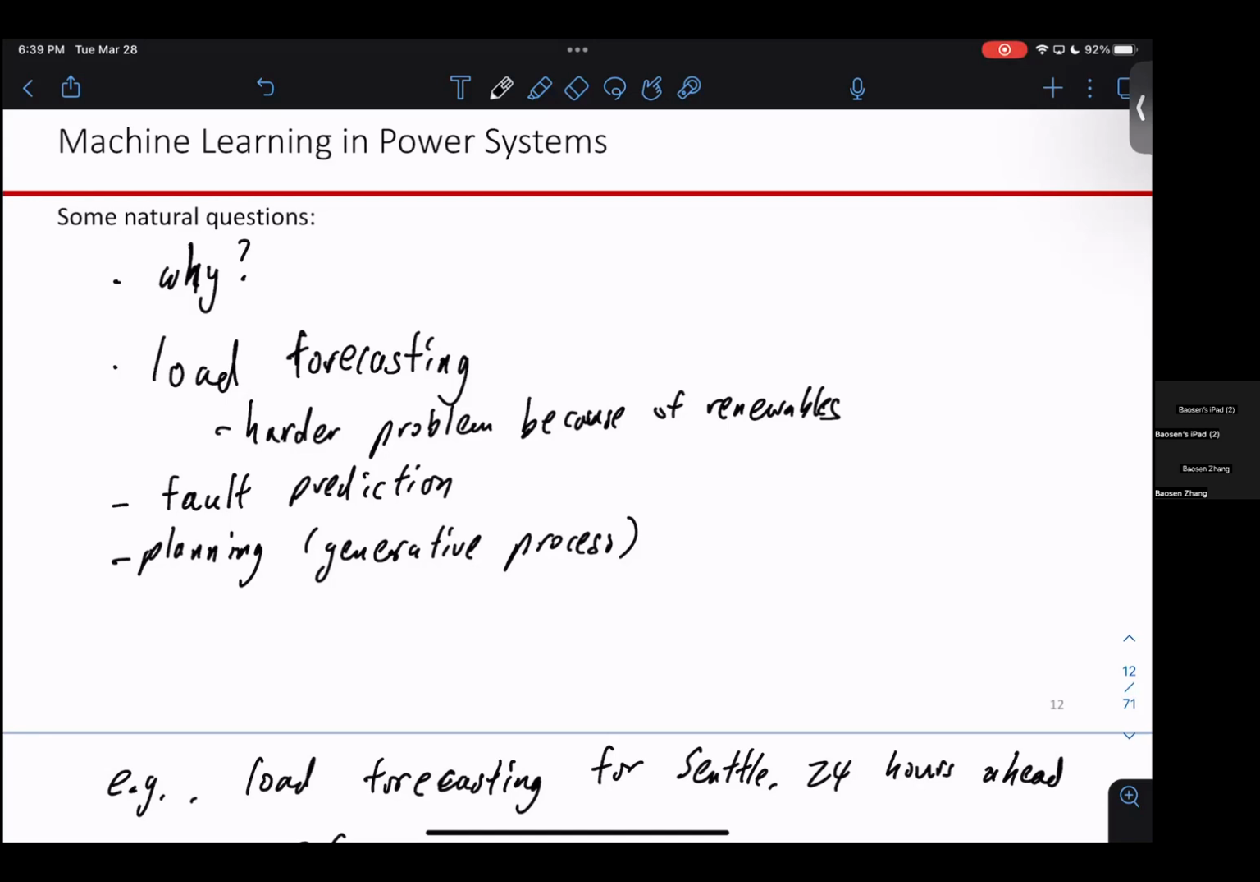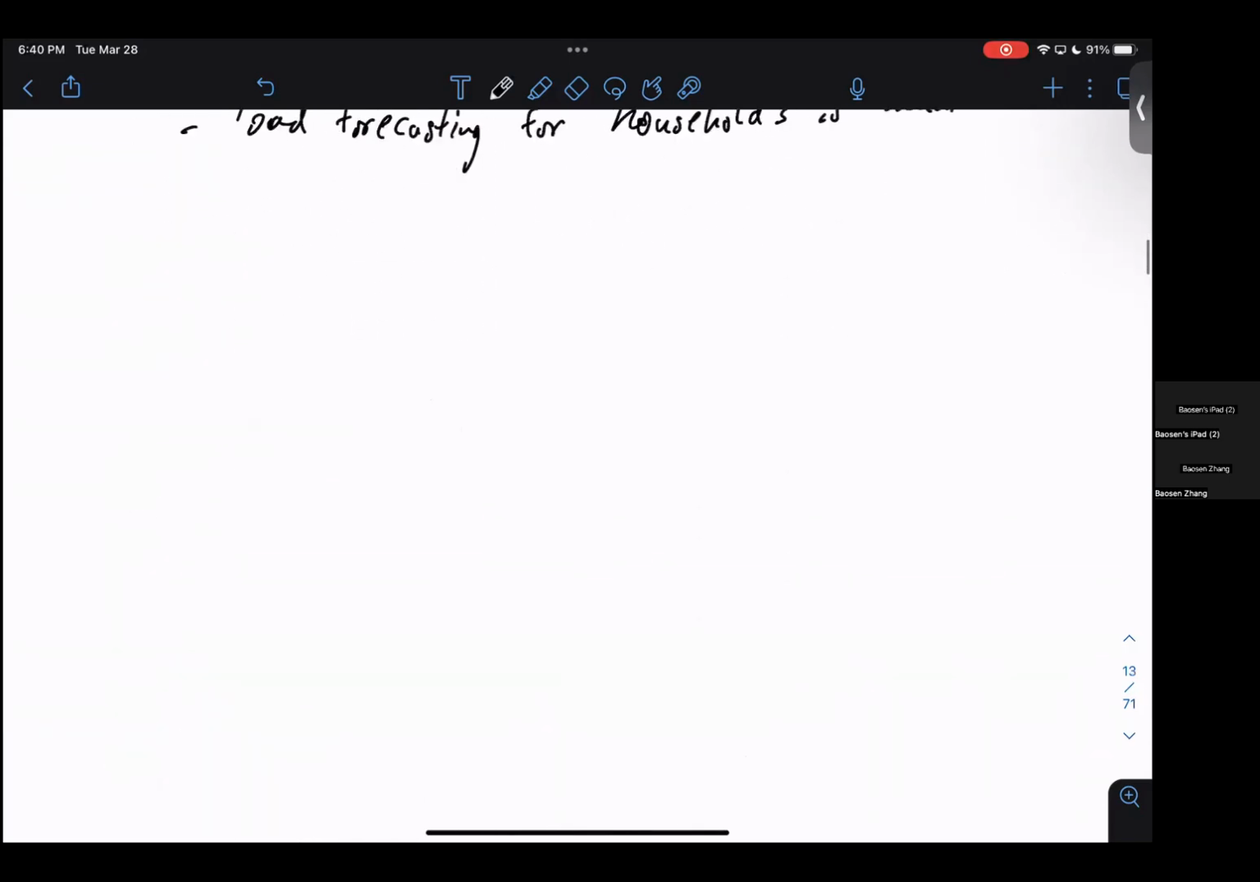And then one more thing we'll look at in this class is learning the system. You would think that we know what the system looks like. Turns out not always. If you think of the power system, it looks something like this.